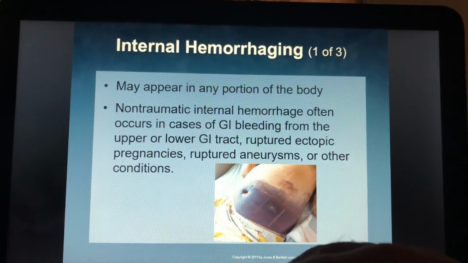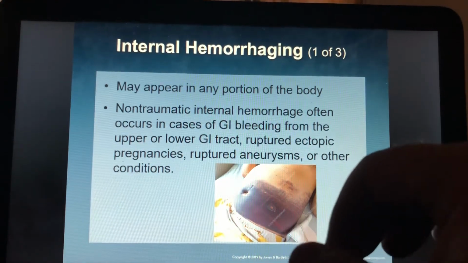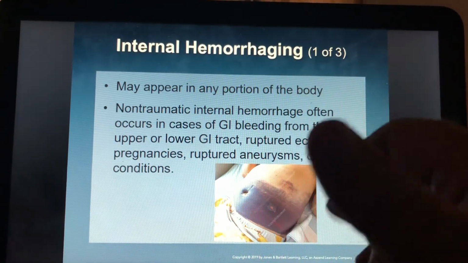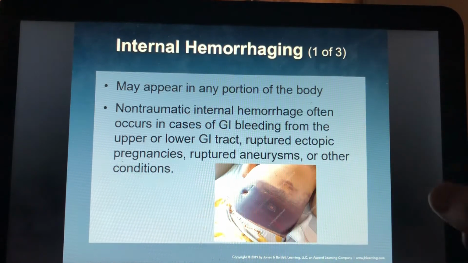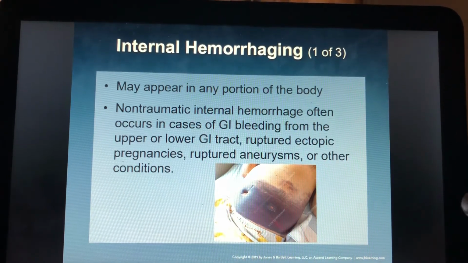The bad juju part of this is the internal bleeding. And when you do your DCAP-BTLS, and you're looking for contusions, because that's what a bruise is, that's the anatomical term for bruise, if you're looking for contusions, they will be a late sign. They are a late sign. You're not going to see them right away.